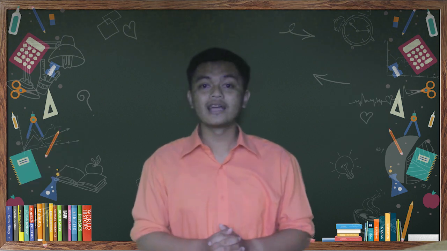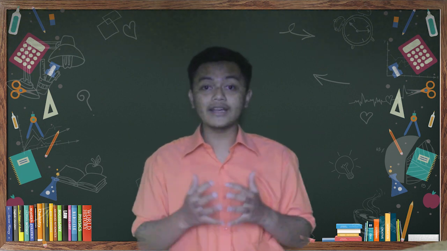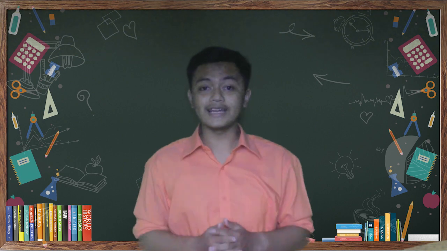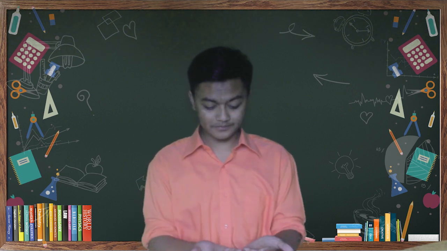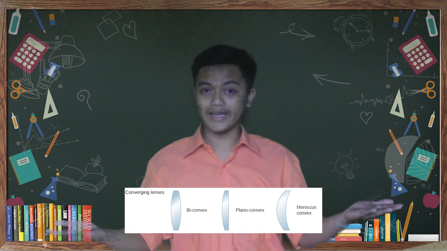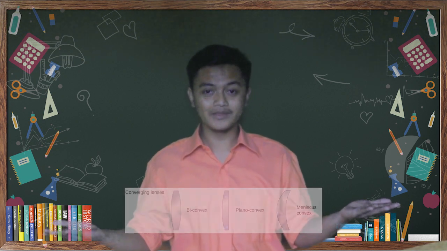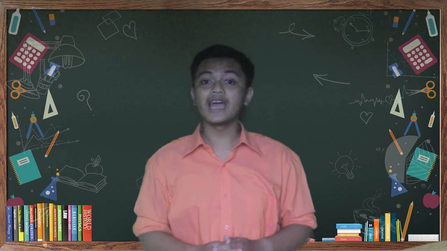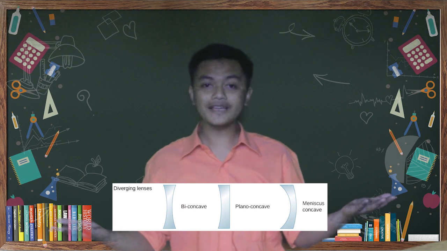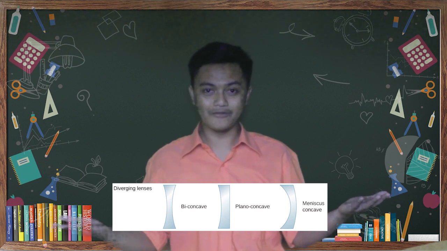Now, the concave lens and the convex lens have three types each. The convex lens has three types, which are biconvex, plano-convex, and meniscus convex. And the concave lens has three types too, which are biconcave, plano-concave, and meniscus concave.